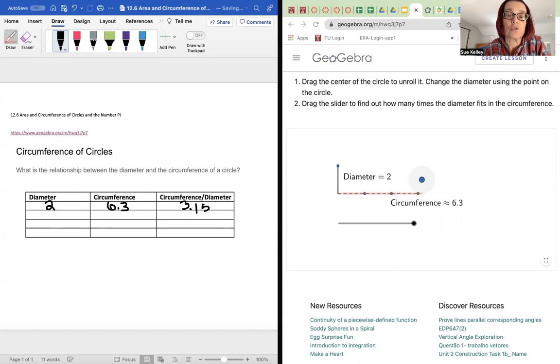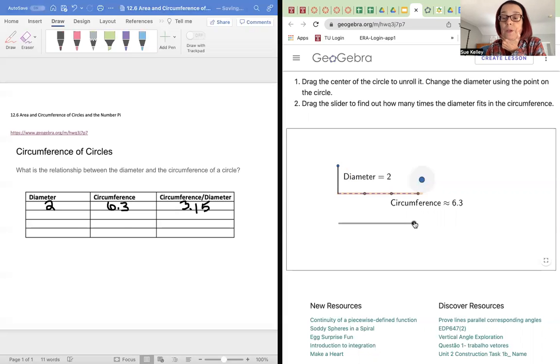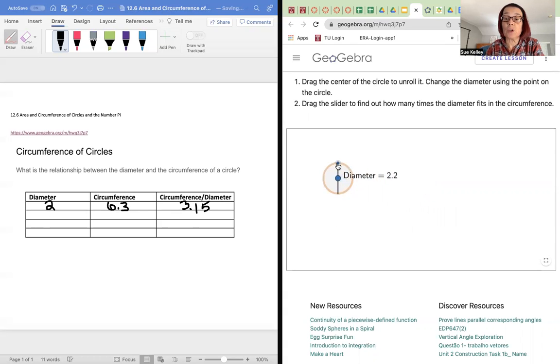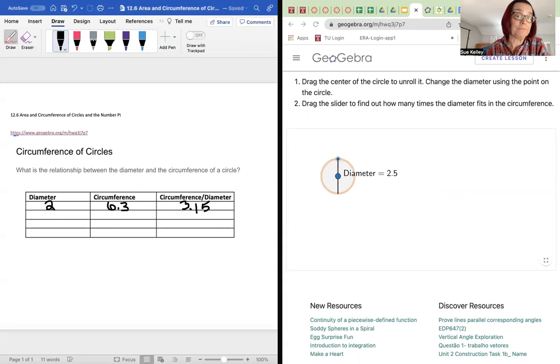Trying my best to draw with my trackpad. So that's complicated. All right, I'm going to reset everything here on this side, and I'm going to change my diameter. I'm going to go to 2.5. Sounds good. So now our diameter is 2.5.